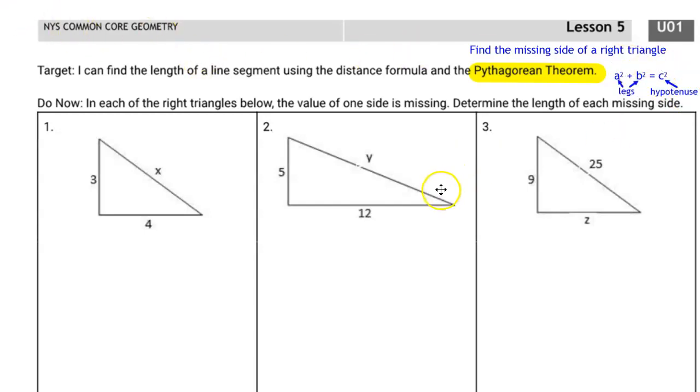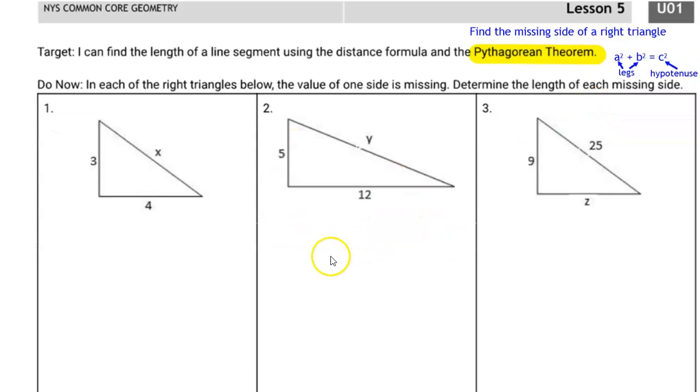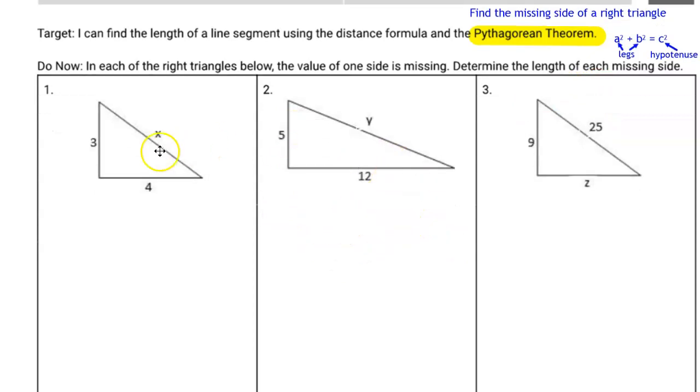Now that we're on the same page on that, the do now question asks us to find the length of each missing side given the other two sides of the triangles. Take a few minutes, pause the video, and try to answer these questions, and then come back to see if you get them right. You can see that in this first problem, we labeled A, B, and C.